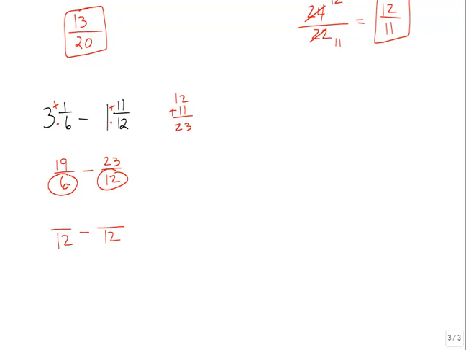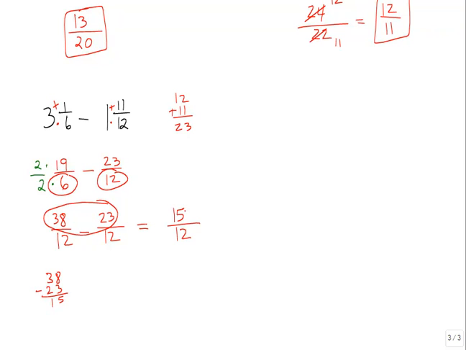Well, the first fraction had a 6, so to go from 6 to 12, I have to multiply by 2. So I need to multiply the top by 2 as well to keep it balanced. 2 times 19 is 38. Second fraction already had a 12 in the bottom, so I don't need to change it at all, so I don't want to change the top either. So now I have a common denominator of 12, that's what it's going to stay as, and I'm ready to go ahead and subtract my two numerators. 38 minus 23 is 15.